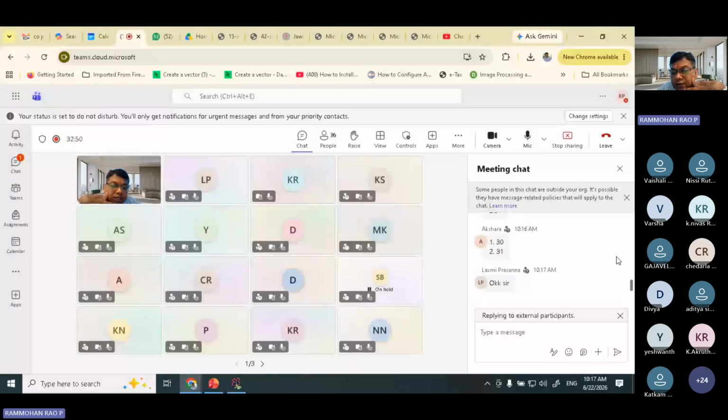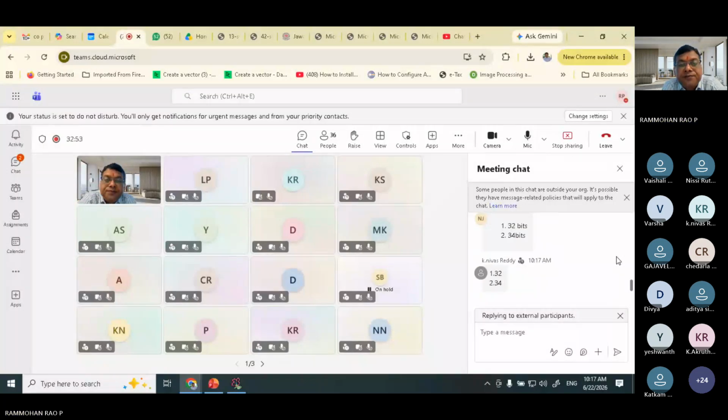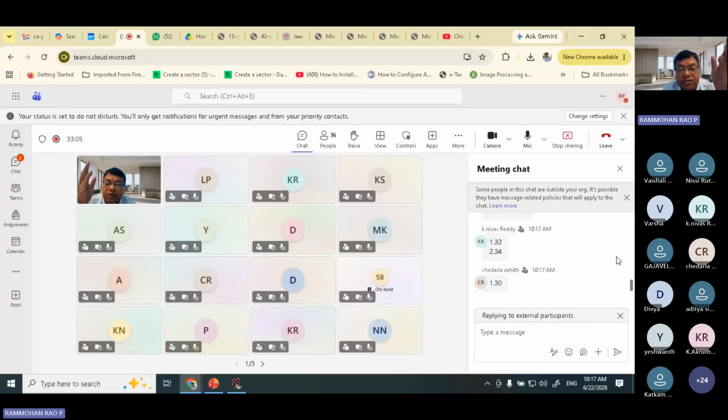Any other answer? We'll see what people will type. 32 and 34, we got a different answer now from Nivas. Interesting. We will see when we get multiple answers. We have to see which one is correct. So that's interesting. Second one, 34, Srinivas says.